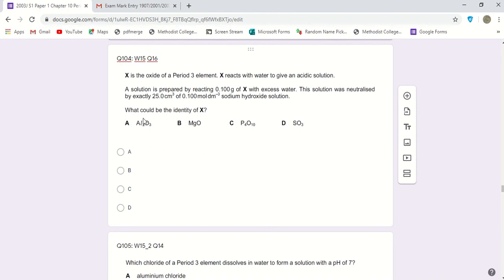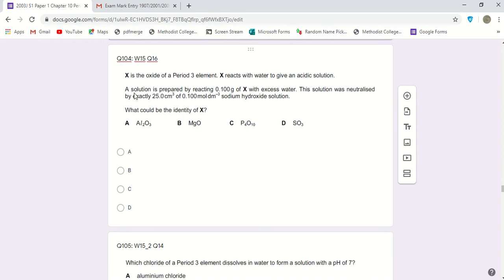A does not dissolve in water. Even if it dissolves in water, it is amphoteric. B, magnesium oxide, does not give acidic solution when it reacts with water. So only C and D are acidic oxides, so they react with water to give acidic solution. So the answer could only be C or D.